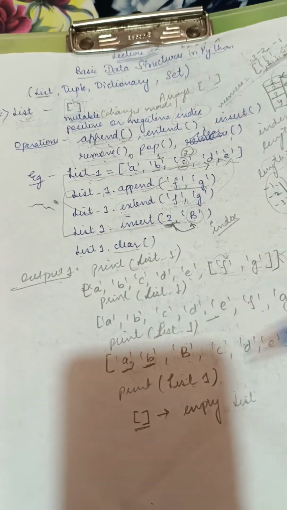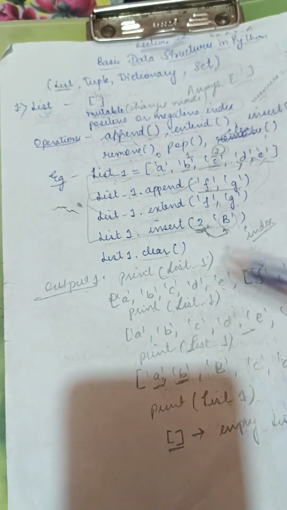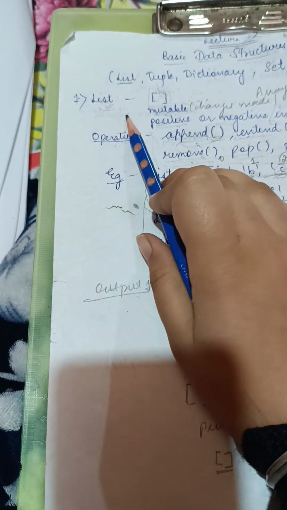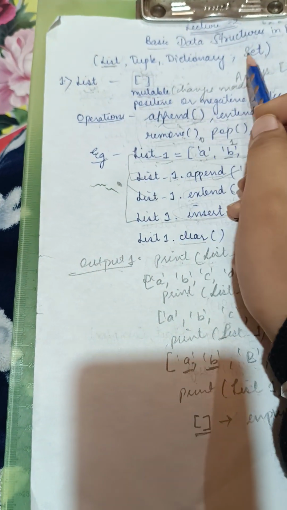Okay, so this was all about one of the data structures, that is list, and we discussed various operations, what the properties are, and how we can perform various changes in the list. In the next videos, we'll discuss one by one the other data structures, that is tuple, dictionary and set.